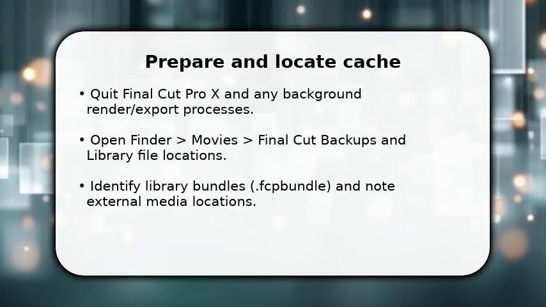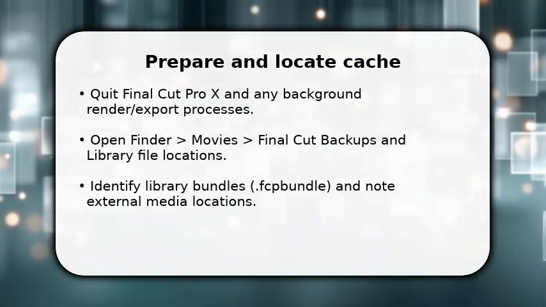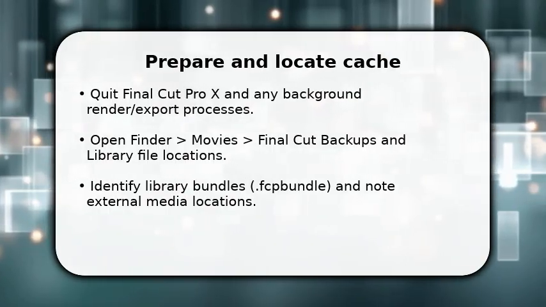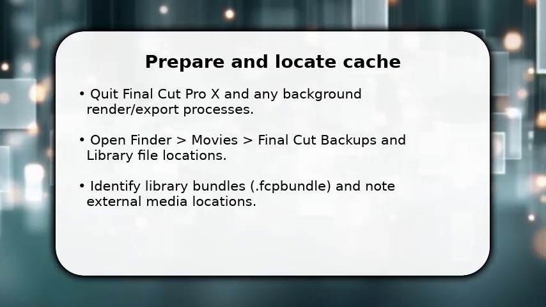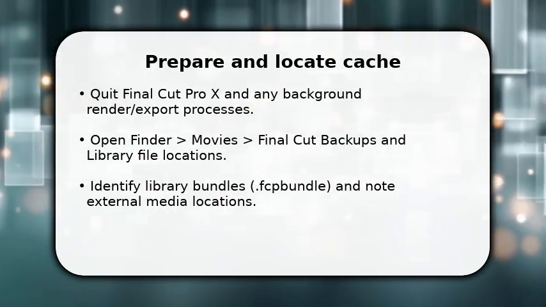You start by quitting Final Cut Pro X so you don't corrupt files. Next, locate your libraries in Finder, typically in Movies, and check where media is stored, whether inside the library bundle or externally. Once done, reveal package contents of any FCP bundle to see current events and render files.